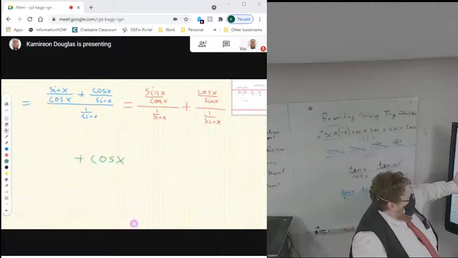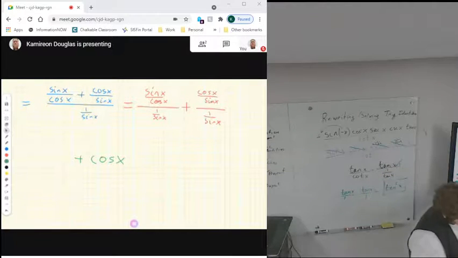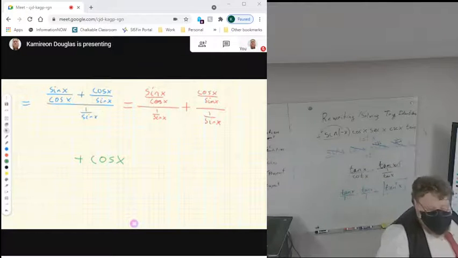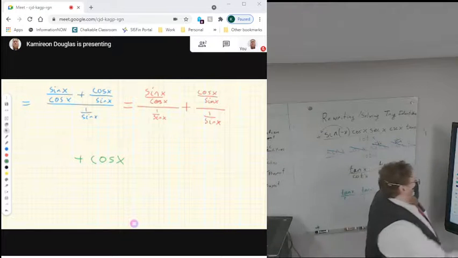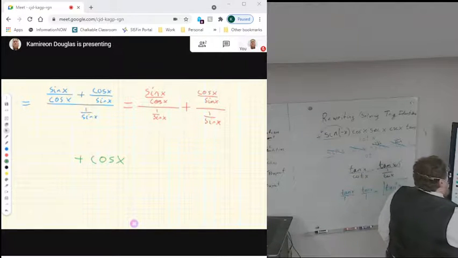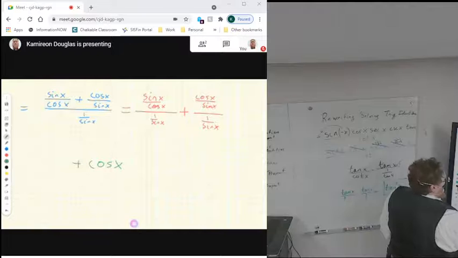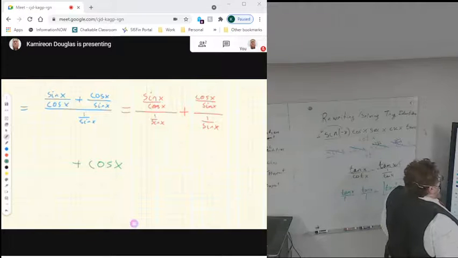Wait, wouldn't the left one cancel out? No, because the sine's on top of this one, it's in the bottom of that one, I can't cancel. Oh, you can get sine squared. Ah, so what are you doing there? You're flipping and you're dividing. So now, he's going to use that reciprocal rule we talked about. Oh no. Please don't.